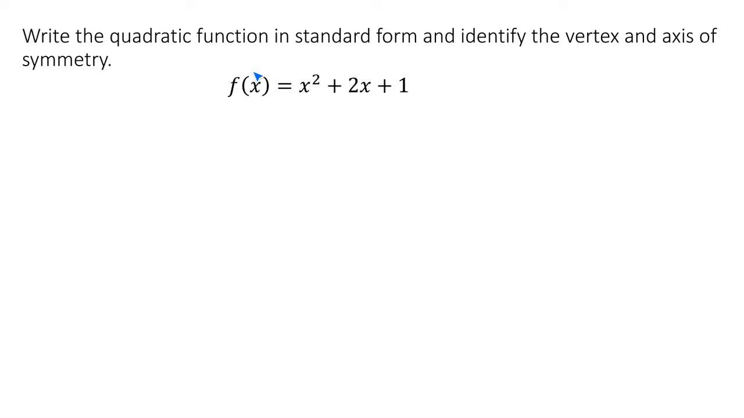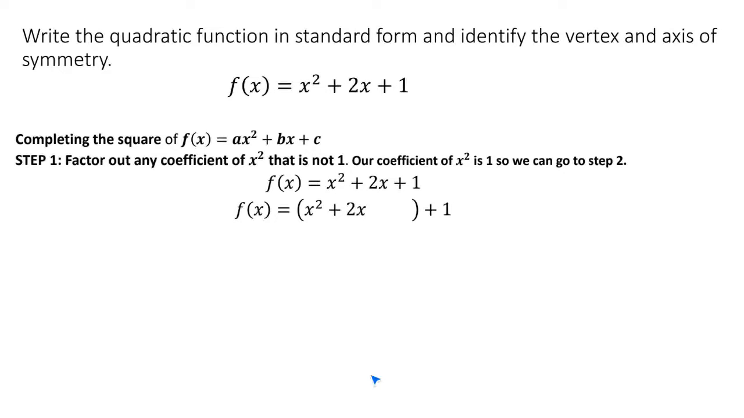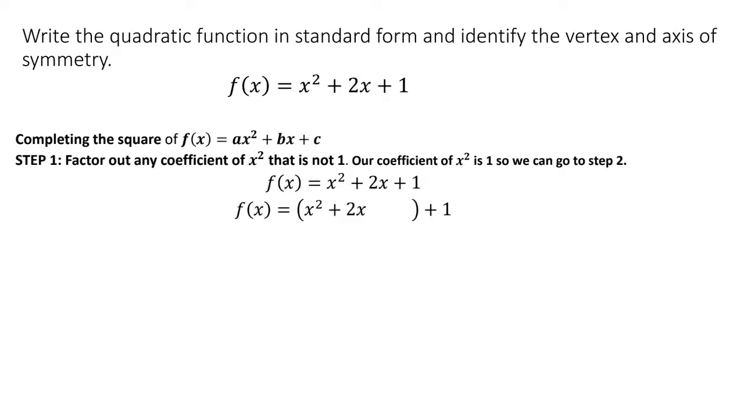So here's another example, right? Your first step is to factor out anything that is in front of x squared that is not a 1. So in our problem, we have x squared plus 2x plus 1. In front of it, I already have a 1, so I don't need anything else. So I'm going to go ahead and separate my x squared and my 2x. And notice that little gap that I left here. That's because that's where I'm going to be adding and subtracting that same value. And then I have my +1. So step 1 was pretty easy in this situation because we don't have a number in front of x squared.